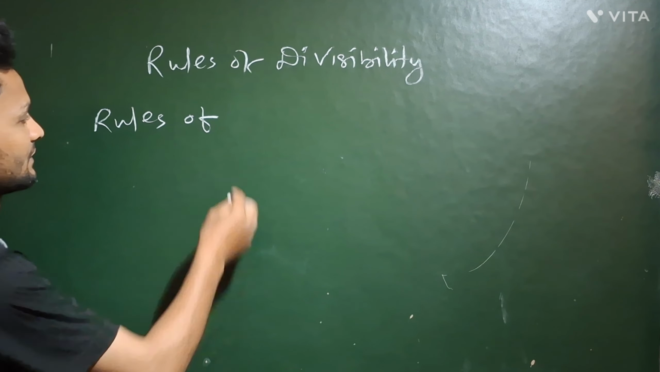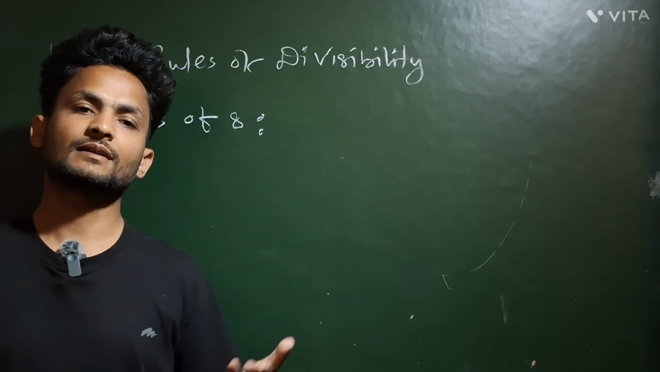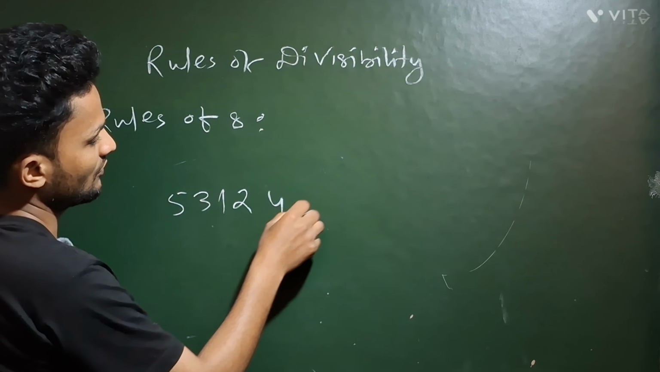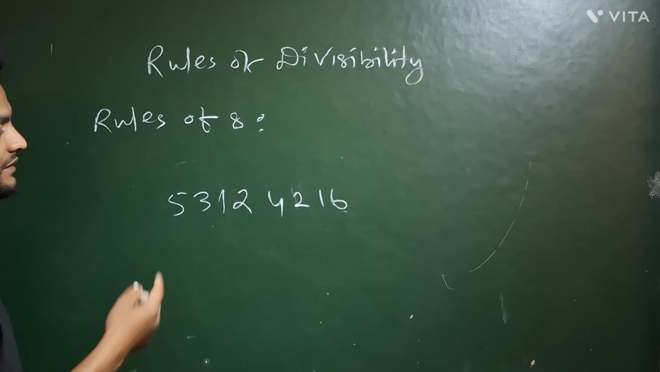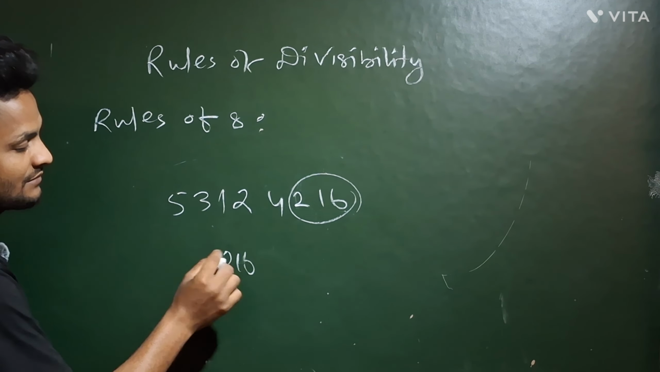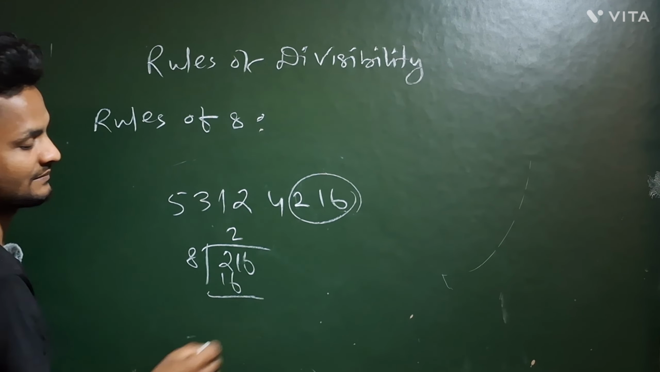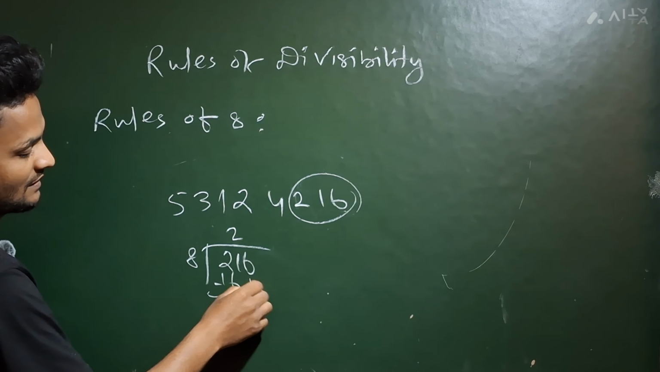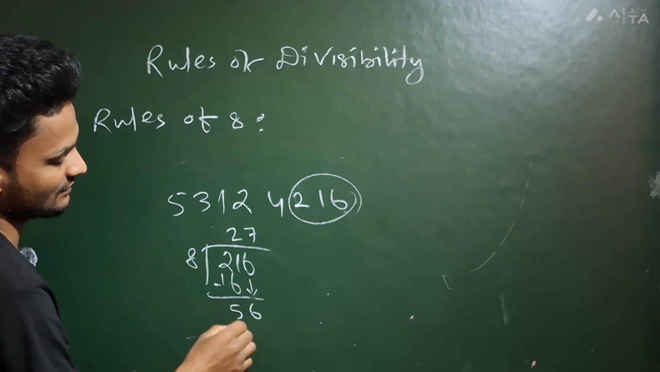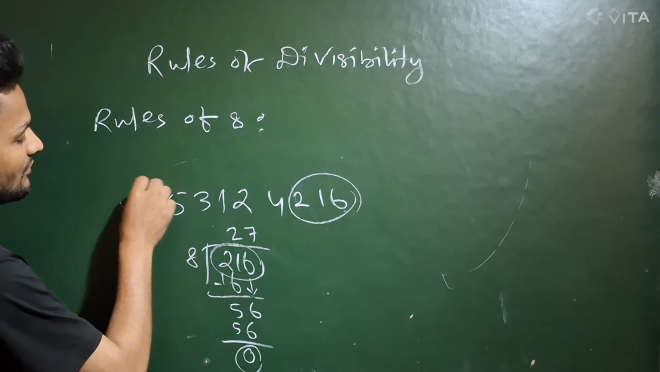Okay, rules of 8. If the number made by the last 3 digits is divisible by 8, then the whole number is divisible by 8. Okay, for example, 53216. In this number, the number made by the last three digits is 216. If this number is divisible by 8, then the whole number is divisible by 8. Okay, 8 2s are 16. 21 minus 16 is 5. This 6 will be put here. 56. 8 7s are 56. Remainder is 0. That is why this number is divisible by 8. Therefore, the whole number is divisible by 8.